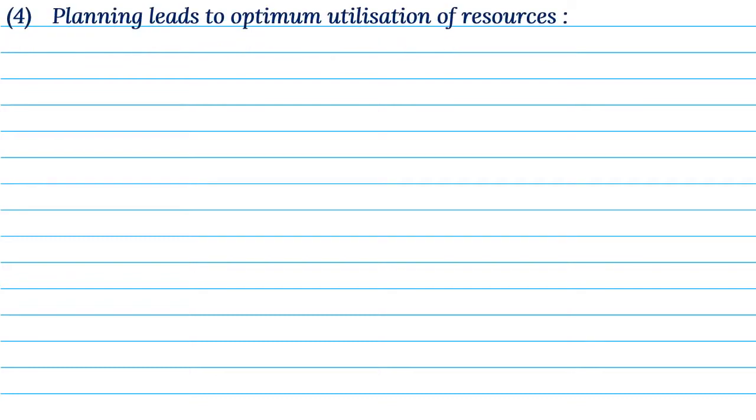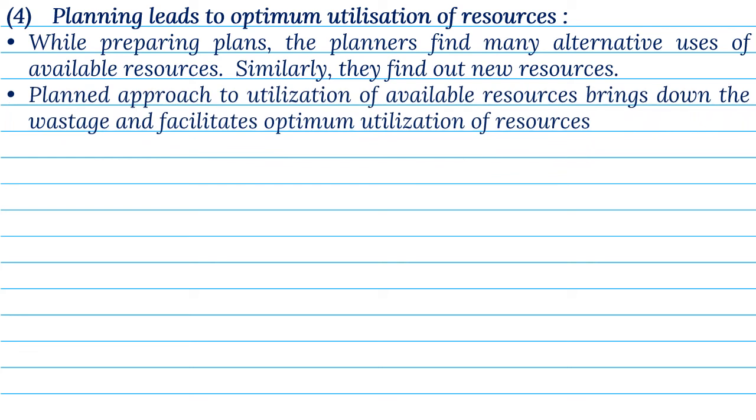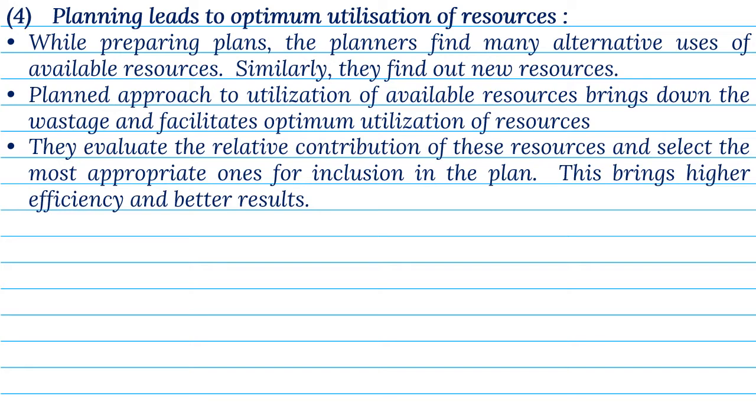4. Planning leads to optimum utilization of resources. While preparing plans, the planners find many alternative uses of available resources. Similarly, they find out new resources. Planned approach to utilization of available resources brings down the wastage and facilitates optimum utilization of resources. They evaluate the relative contribution of these resources and select the most appropriate ones for inclusion in the plan. This brings higher efficiency and better results.